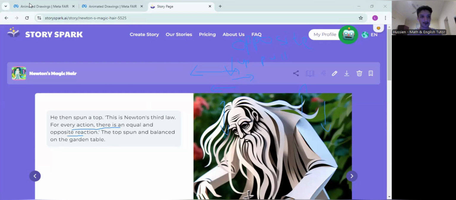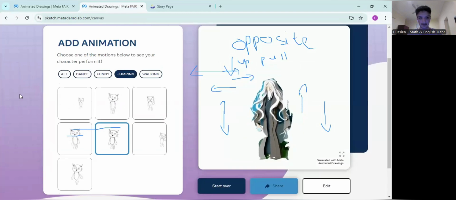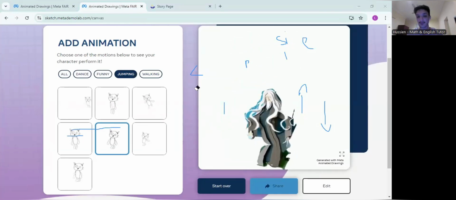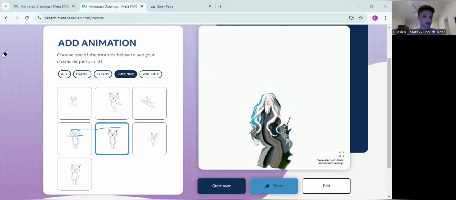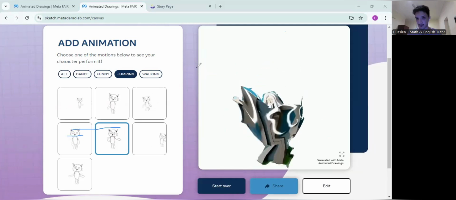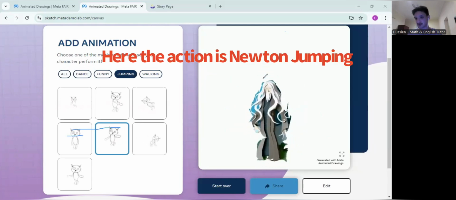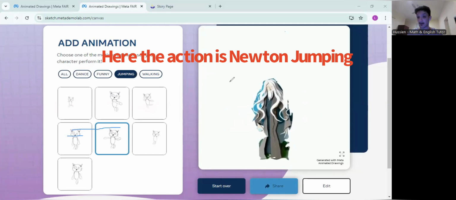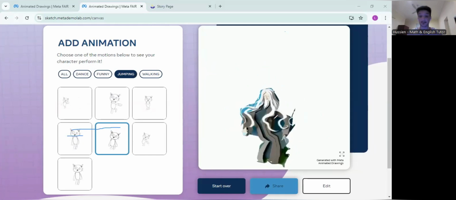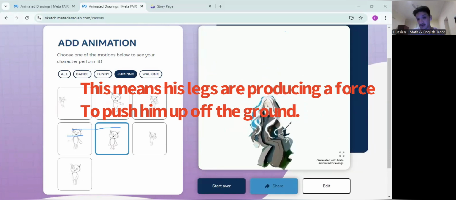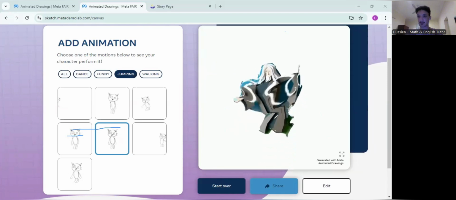Well, I'm going to be using Meta AI to show you that. This one right here. Okay. So what this means using this picture, right? So it says, as you remember, for every action, there's an equal and opposite reaction, right? So in this case, the action is Newton jumping. Now, as you can probably tell, what that means is that his legs are producing a force that pushes him up off the ground. Remember those words, right? Pushes him up.